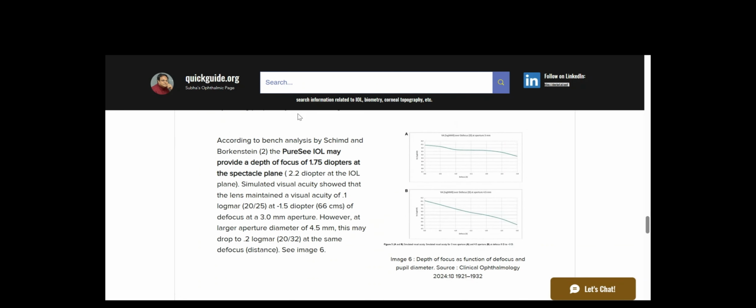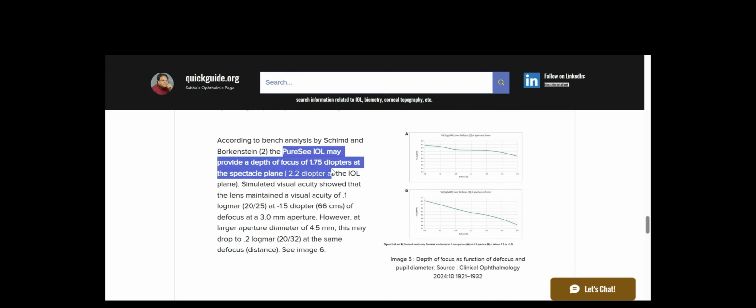The last point that I will point out over here is how much depth of focus is expected from the PureSee IOL. Through the in vitro study made by Smith and Borenstein, it is around 1.75 diopters at the spectacle plane, not at the IOL plane, at the spectacle plane, around 1.75 diopters.